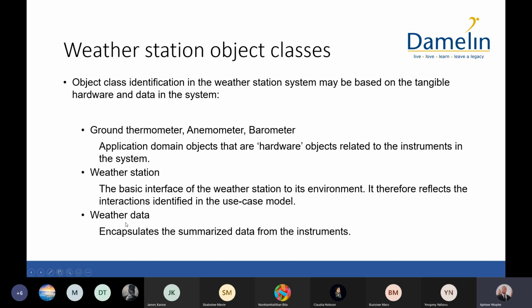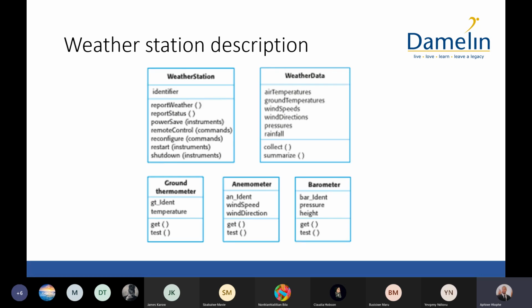Then it's going to be a particular entity, based on a scenario, which aggregates all this data that's coming from the different instruments. Okay, so the weather data itself has a separate entity, then the weather station has its entity, then we have entities or objects for the different hardware that we identify in the scenario. Okay, and obviously our object classes would look something like this. We have the weather station one, we have the weather data object, we have the ground thermometer object, we have the anemometer object, and then we have the barometer object as well.